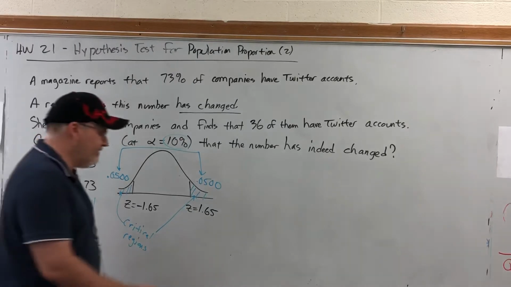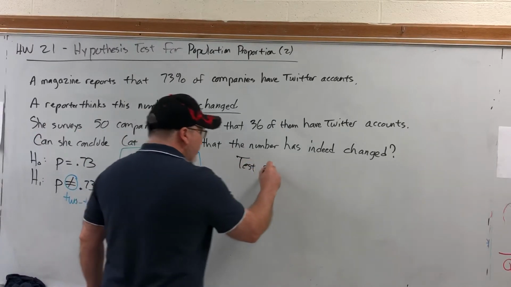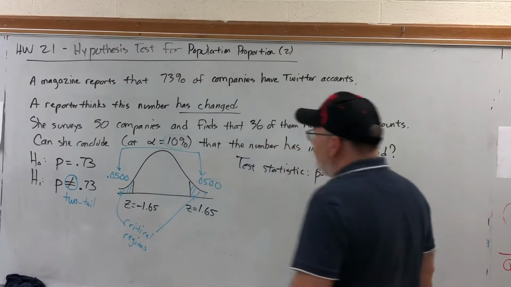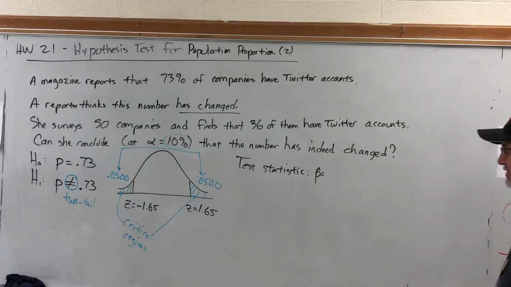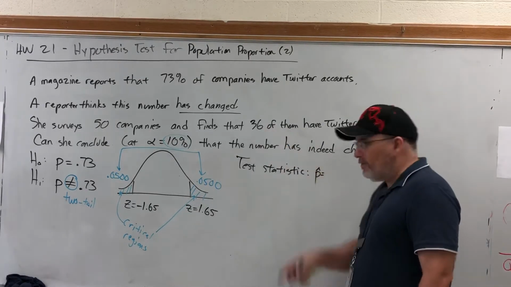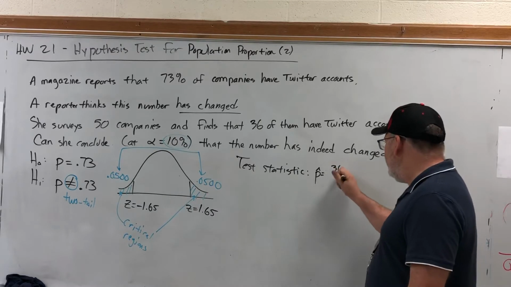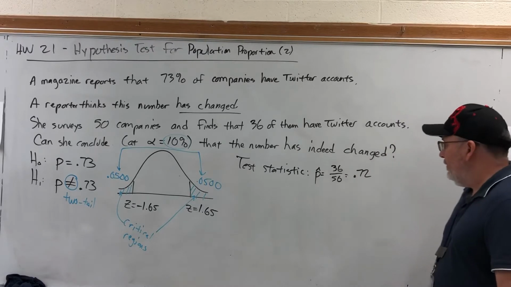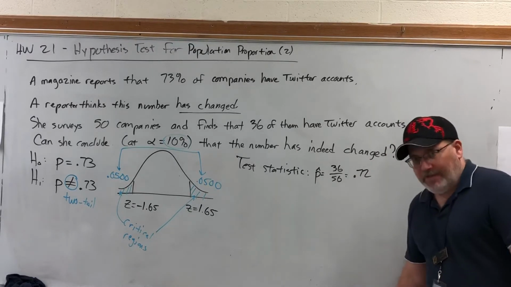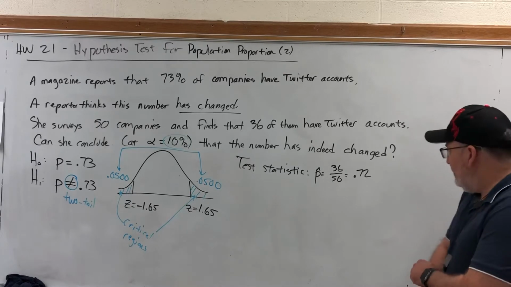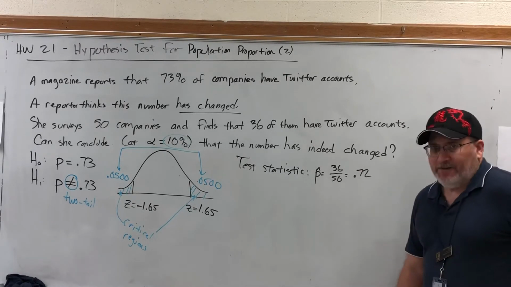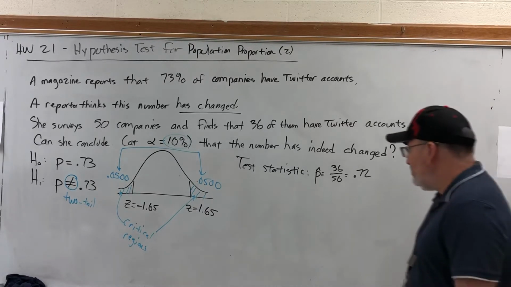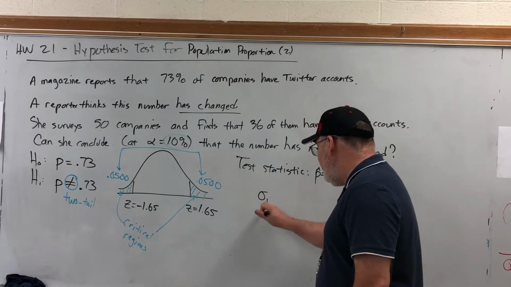All right, time to calculate the test statistic. And just like in the previous example, we do not have the value of p hat, so we're going to need to calculate it first. Out of the sample of 50 companies, 36 had the characteristic we were looking for, had a Twitter account. So 36 out of 50, as a decimal, that's 0.72. This is so close to 73%, I get the feeling that this evidence is not sufficient to reject the null hypothesis. We've got to find our sigma sub p hat.